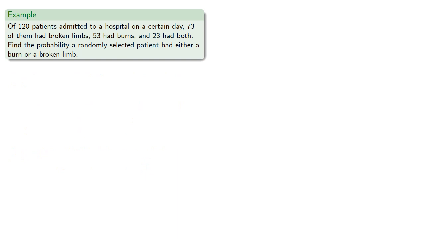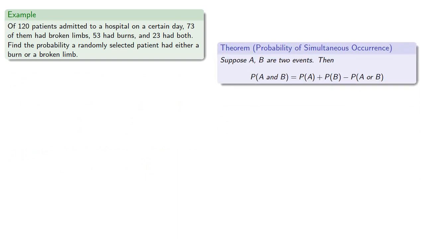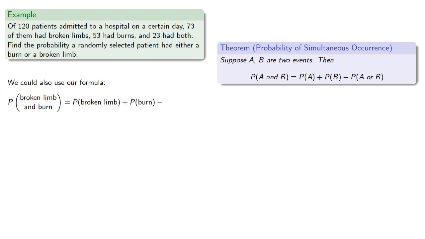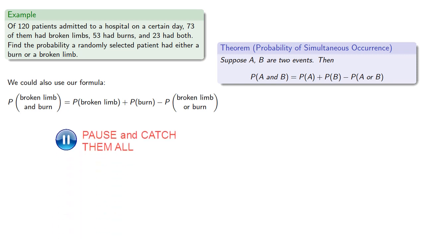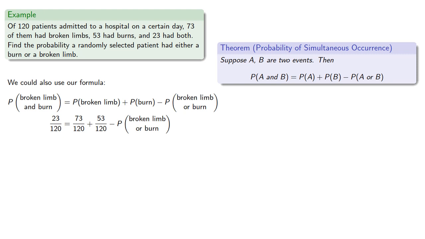Of course, we do have a formula. So our events are broken limbs or burns. So we have the probability of a broken limb and a burn is the probability of a broken limb plus the probability of a burn minus the probability of one or the other. We can find our probabilities and solve for the one we don't know.